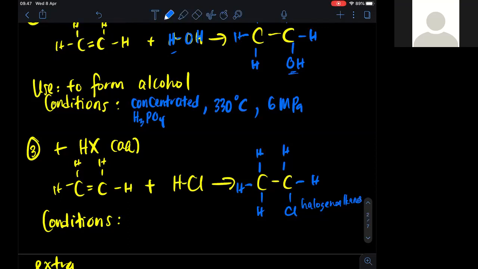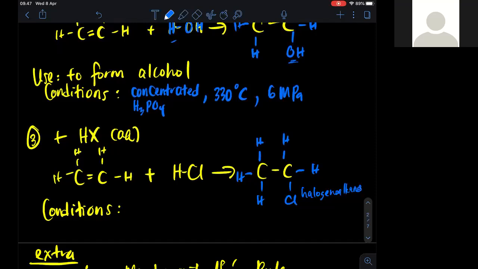Jason? Justin? Okay, let's not waste time. The rest get ready. So the condition is going to be concentrated. If we are using HCl, then concentrated HCl. And then it's going to be done at room temperature.